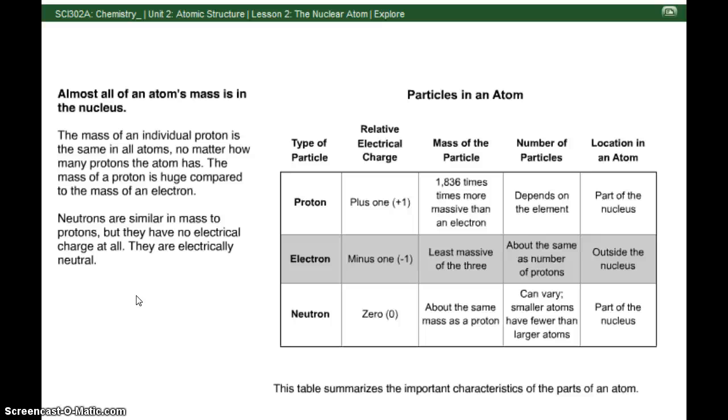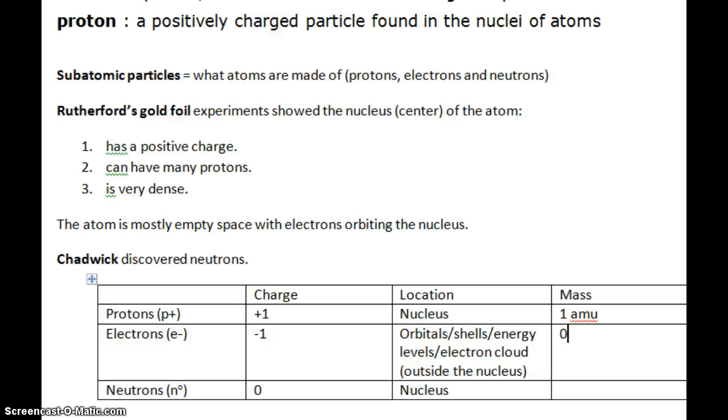The mass of a proton is huge compared to the mass of an electron. So the proton would be like the weight of your body, an electron would be like the weight of one hair on your head. Neutrons are similar in mass to protons, but they have no electrical charge at all. They are electrically neutral. And we'll add to our notes in the next video that we make.